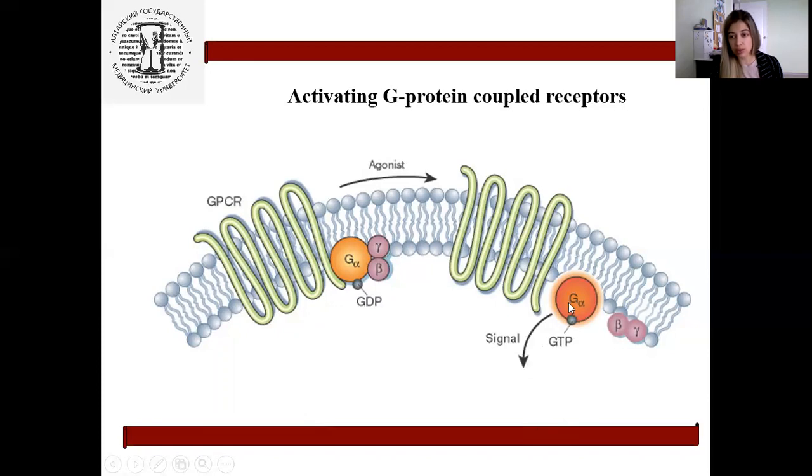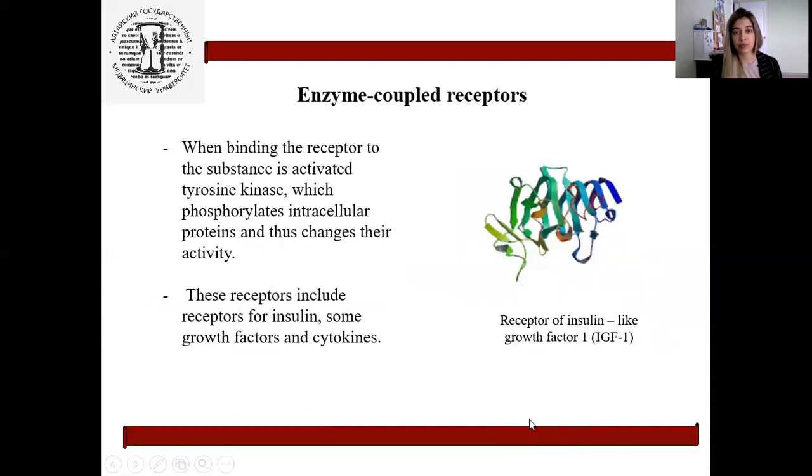So this is not the secondary messenger, this is the first messenger, and then it gives the signal to the secondary messenger. Of course, the signal is not like a neuro signal, it's a biochemical signal. So this will result in changing the biochemical ingredients inside the cell.